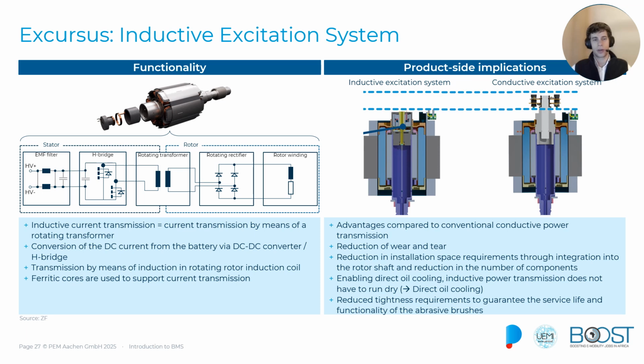To make this clear, inductive excitation systems use electromagnetic induction to energize the rotor without direct contact, offering reduced wear and maintenance. Conductive excitation relies on brushes and slip rings to directly transfer electrical current to the rotor, providing efficient energy transfer but requiring regular upkeep due to the mechanical contact.